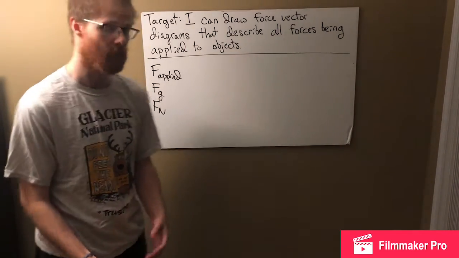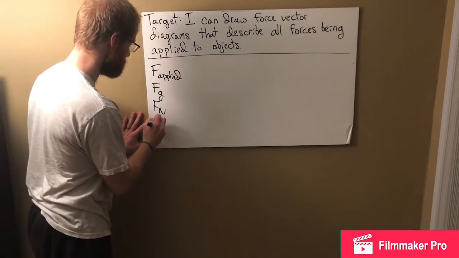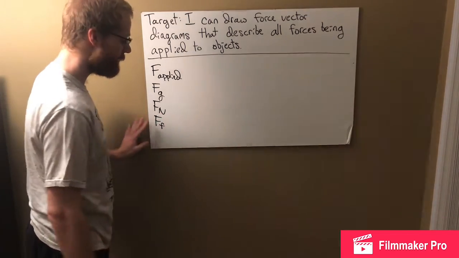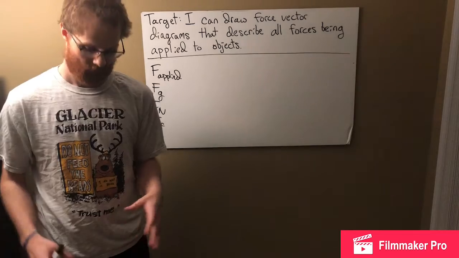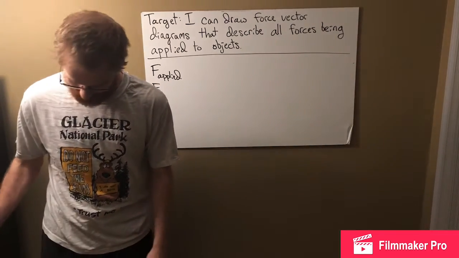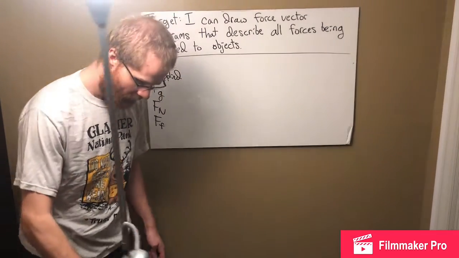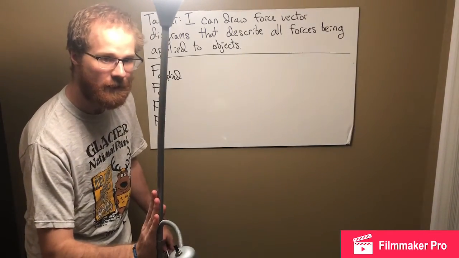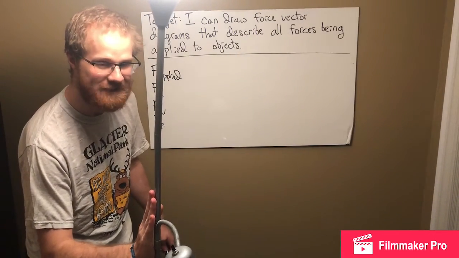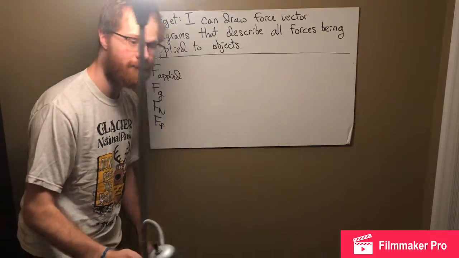The last type of main force that we haven't talked about in any detail, and frankly we won't be talking about in great detail, is the frictional force. There are two different types of frictional force. There's static friction, friction that causes an object to stay in place. For example, I can apply a force on this lamp, but the lamp isn't necessarily going to move even if I'm applying a force to it.